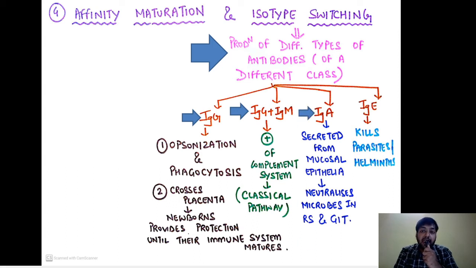Also, IgA is secreted from the mucosal epithelia. For example, if there are any microbes at the level of the mucosal epithelium, IgA antibodies are released at the level of the mucosa, which neutralize the microbes in the respiratory system and the GIT. Also, we have IgE. For example, in our body, if we have parasites and helminths, in that situation IgE antibody is going to be produced. This is all about isotype switching.